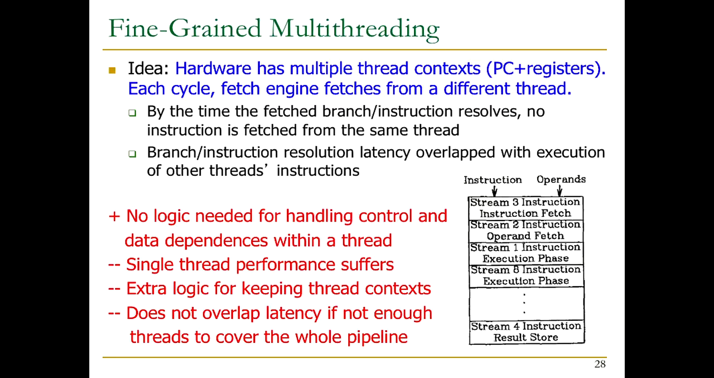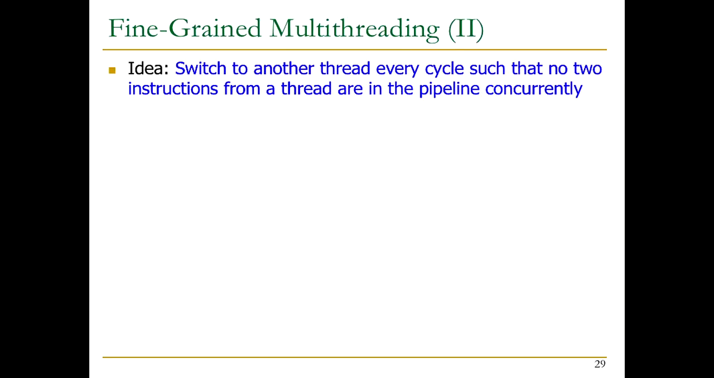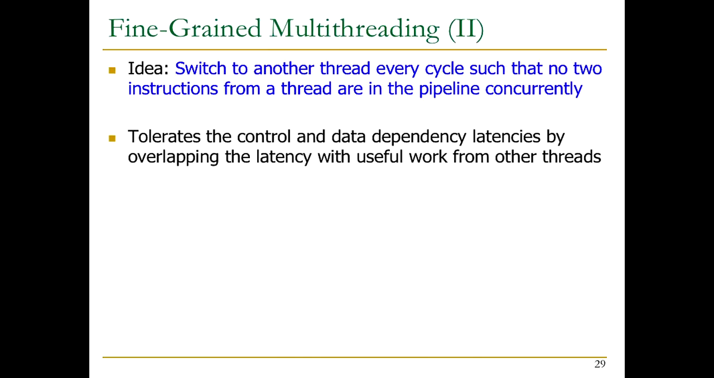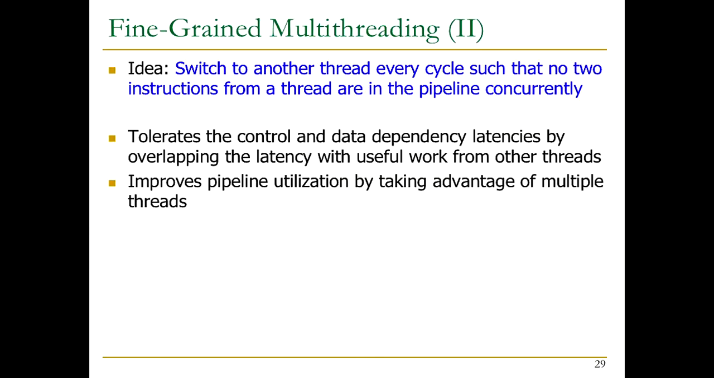You keep fetching many, many threads. And the reason it works in graphics engines is because imagine you have millions of pixels that you're operating on, right? You divide the execution to many, many threads, and you can actually overlap the latency of many, many threads while they're operating on these millions of pixels. Okay, so idea rephrased, you switch to another thread every cycle such that no 2 instructions from a thread are in the pipeline concurrently. This tolerates the control and data dependency latencies by overlapping the latency with useful work from other threads, and improves pipeline utilization by taking advantage of multiple threads.